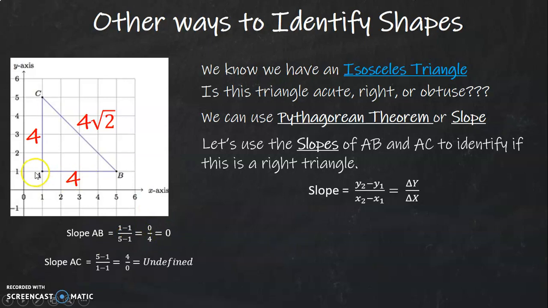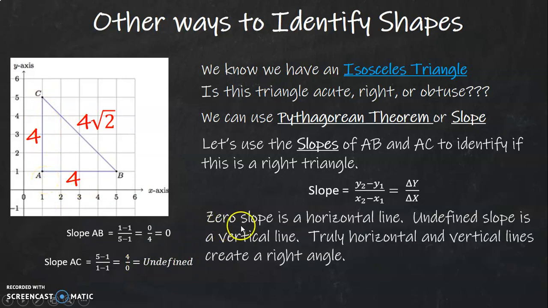So that's what I have there, and that looks right to me because it's a horizontal line with a slope of 0. Now I'm going to look at AC, and I have my change in y and my change in x, 5 minus 1 over 1 minus 1, and I have 4 over 0. We do not divide by 0. That makes it an undefined slope, which is a vertical line, so that also looks correct to me.